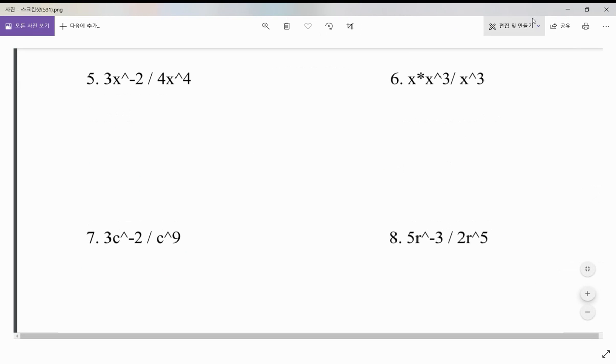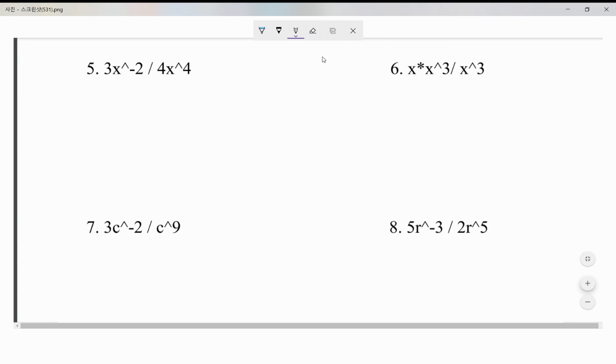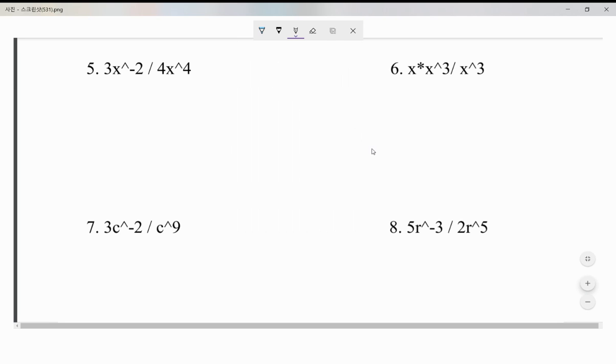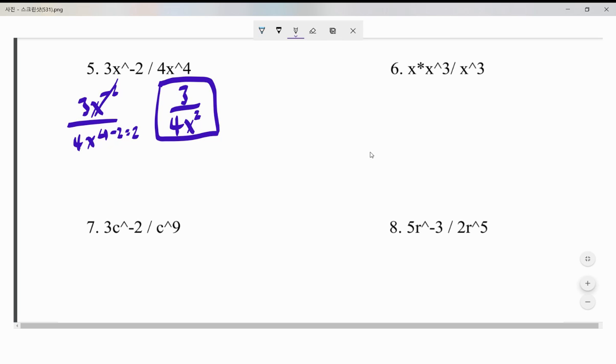Next one. Not so bad, right? I hope not. 3x^-2 over 4x^4. Subtract the exponents, -2 minus 4 would be... so that'd be 3 over 4x squared. You can't really do anything about that right now because you don't know what x is yet, so that's the answer.